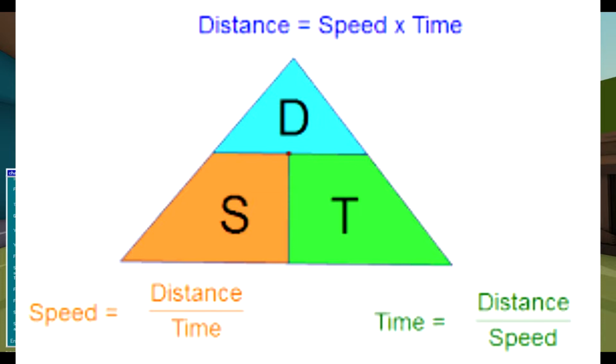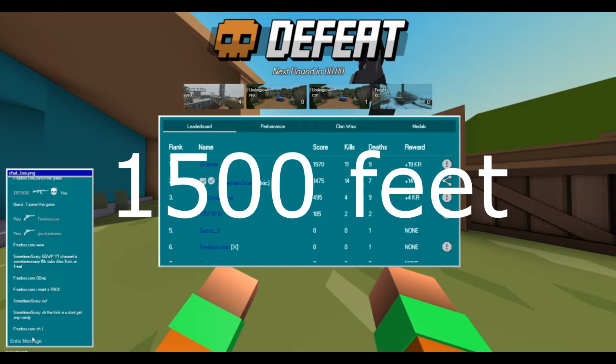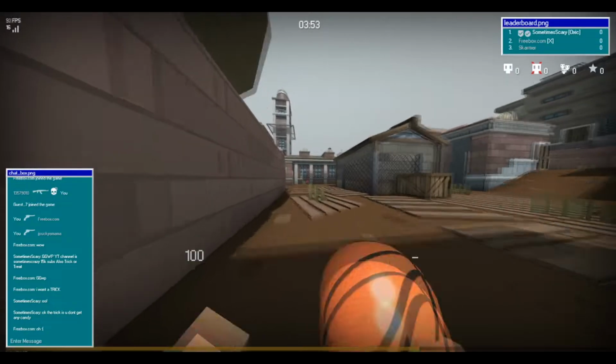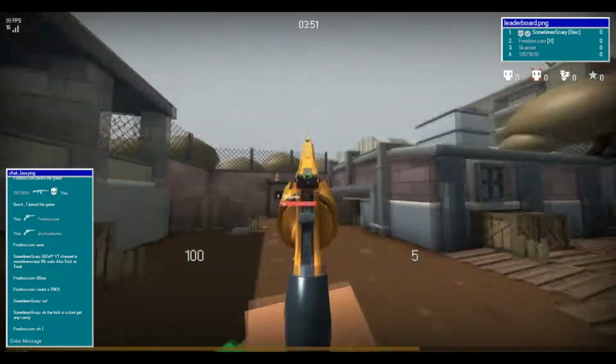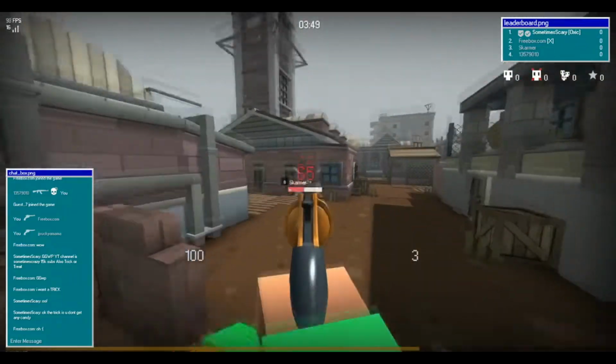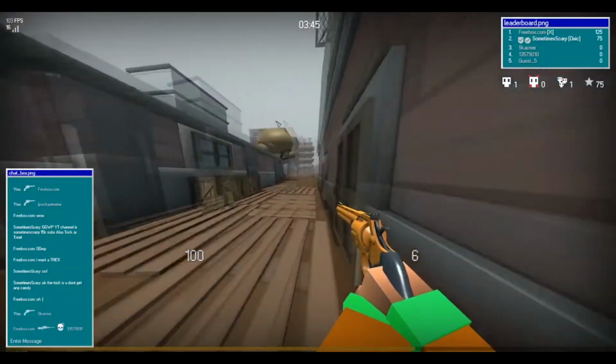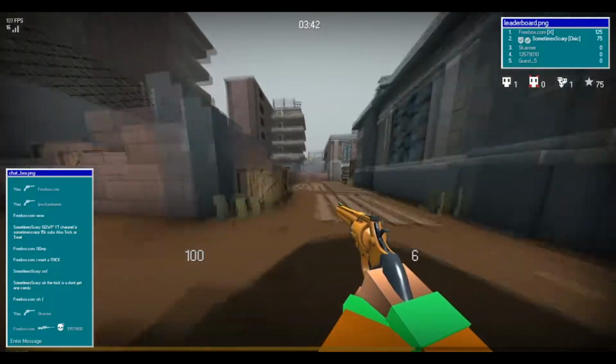For example, I was taught that speed equals distance over time. And so 1,500 feet is the distance, and the seconds taken in this scenario is the time. I did a test run at 60 frames per second, but using the non-FPS based sliding option enabled on browser. This was fluctuating anywhere from 58 to 60 FPS at any given moment.